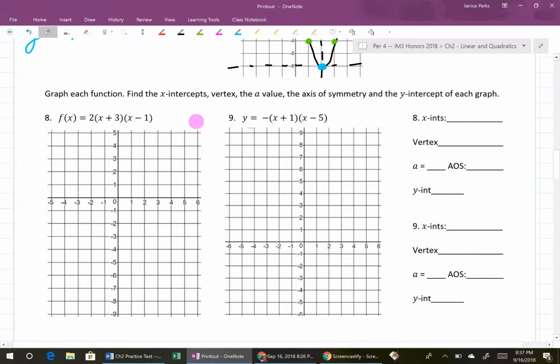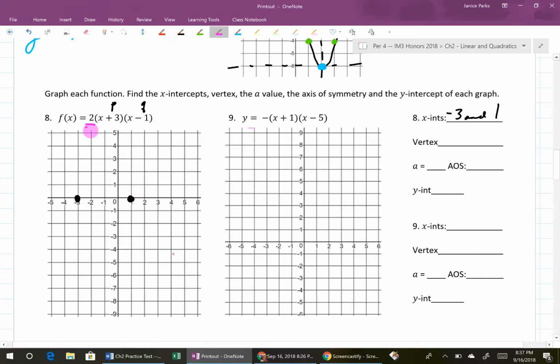For the next ones, we have to graph based on the x-intercepts. So the x-intercepts are always the opposite of the two numbers inside of the parentheses. So that's p and q. So my x-intercepts are negative 3 and 1. Do not make this into an ordered pair. Don't put negative 3 comma 1. You can use a comma, just don't use parentheses. So negative 3 and positive 1 are the x-intercepts.